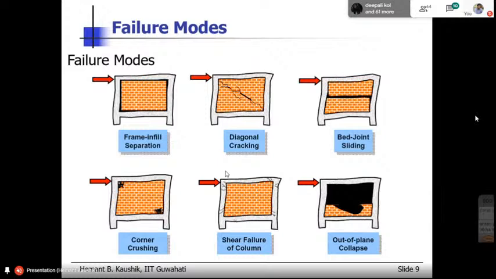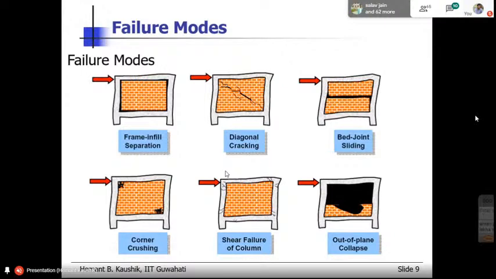Then the diagonal cracking that you have already seen, that when you apply the load it is transferred through these infill walls as the diagonal compression strut action, and you get these cracks. Bed joint sliding, you could have seen the horizontal cracks in the infill walls along some certain bed joint. But then here it was a mixed mode of failure. You had diagonal cracking, you had frame infill separation, you also had bed joint sliding.